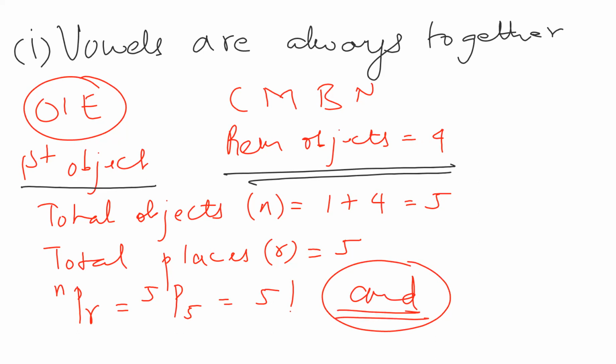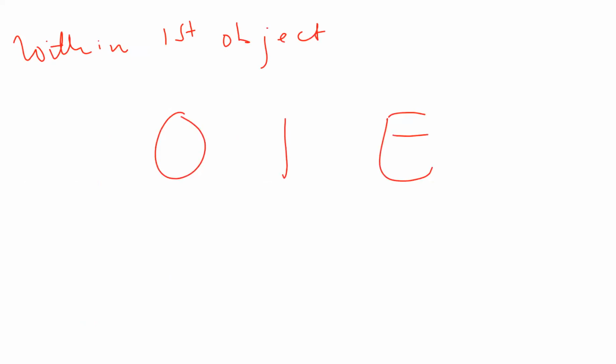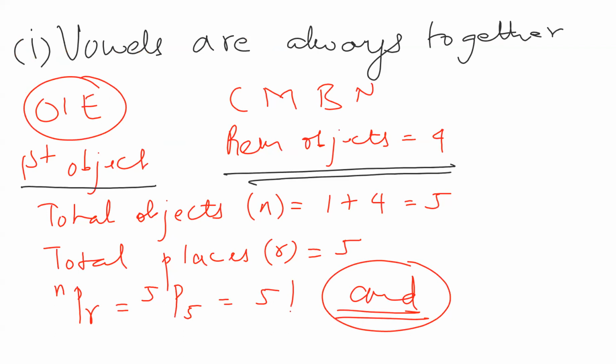And now go within the first object. Guys tell me, OIE, this is the first object, right? Will it always remain OIE or can there be certain arrangements inside this? Can it be OEI? Yeah, so that's my point. Within the first object there can be internal arrangements. OIE is not always OIE. It can be anything: EIO, EOI or OEI, anything. So there can be internal arrangements.